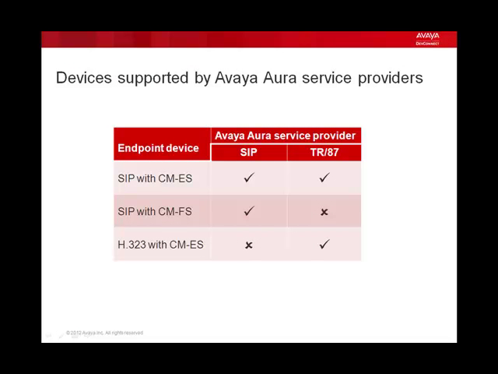Finally, be aware that the SIP and TR87 service providers may not both be available in your local Avaya Aura configuration. For example, if you have an all SIP configuration where Communication Manager is deployed as a feature server, only the SIP service provider will be supported. If you have an all non-SIP configuration where H323 endpoints are registered with Communication Manager Evolution Server and there is no Session Manager in the environment, only the TR87 service provider will be supported.